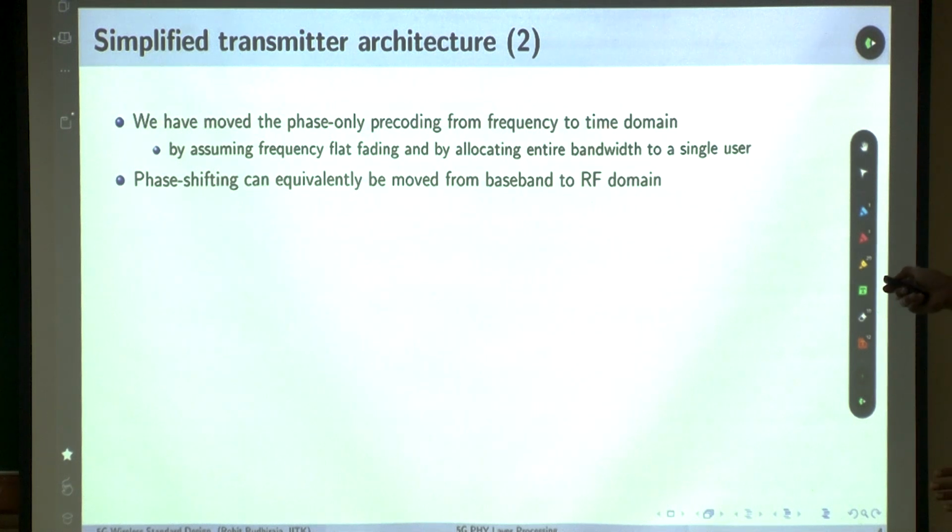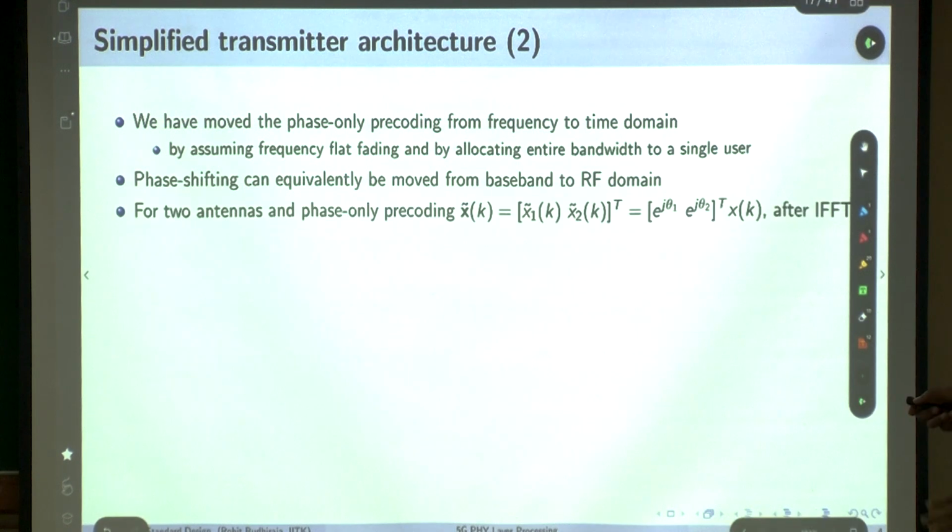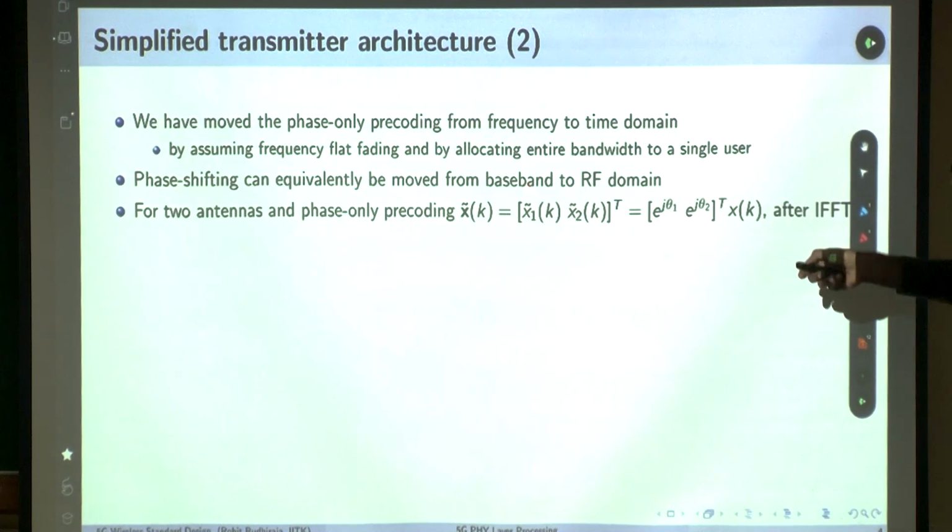I have shown in the last slide that we have moved from baseband frequency domain to baseband time domain. It can equivalently be done in the RF domain also. Now what are we saying? Till here I showed you this exercise for a single RF chain and a single antenna system.